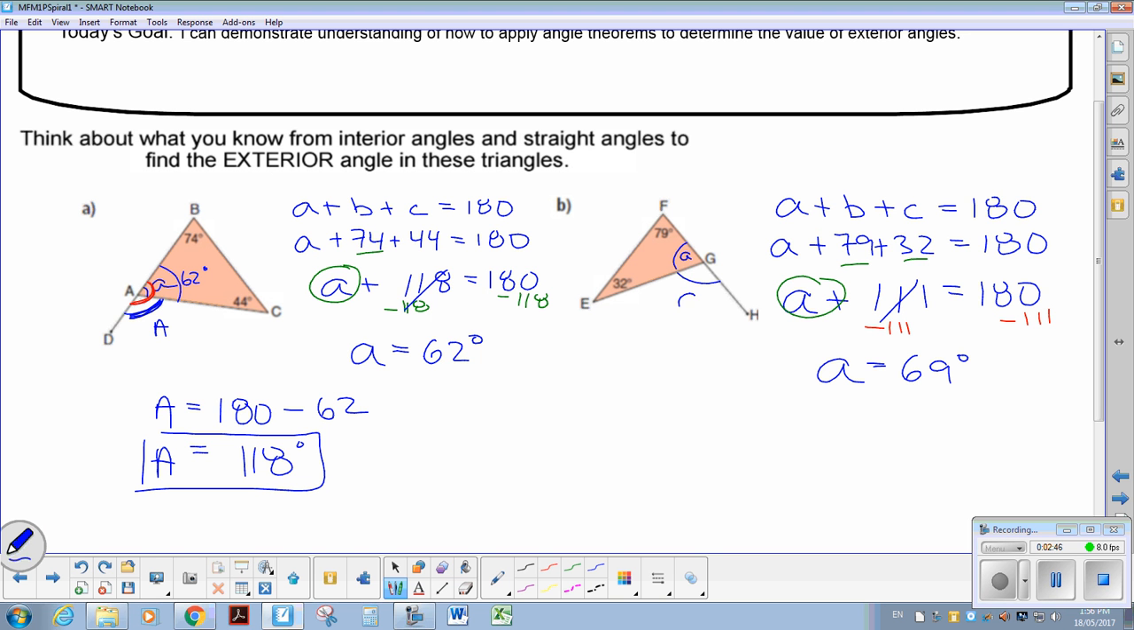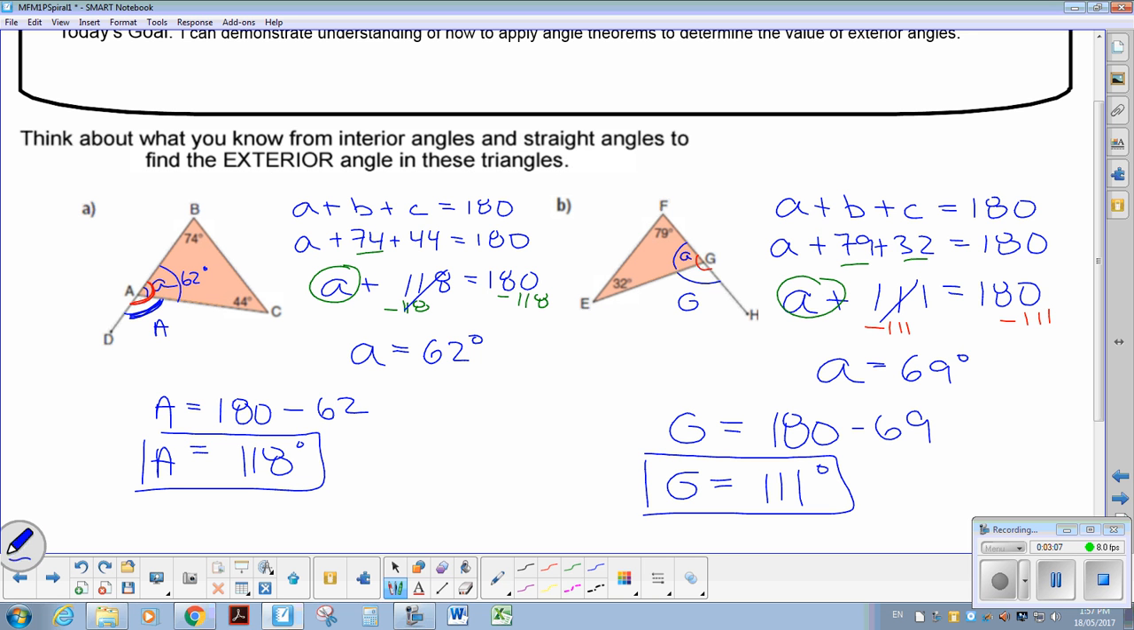Now I'll call this capital G here for that exterior angle, because that's what we're looking at. Again, we know that there's 180 degrees on a straight line. So 180 minus the 69 will give us 111 degrees.